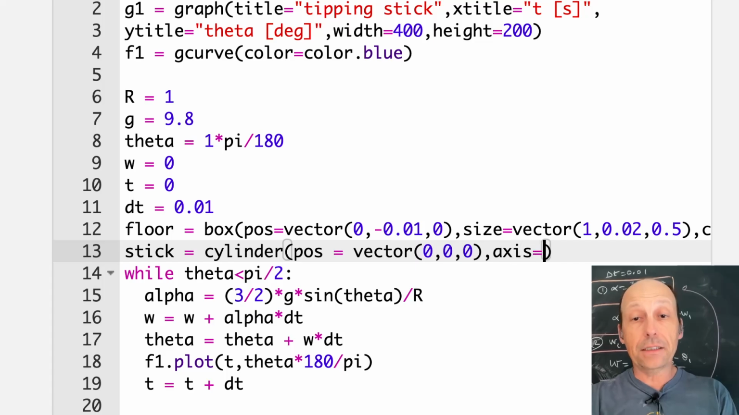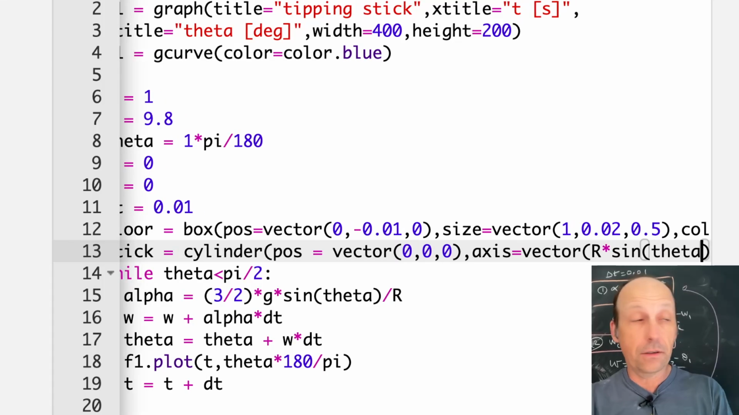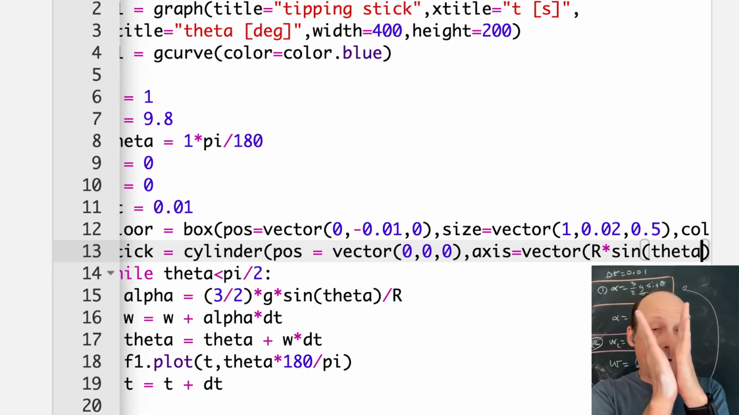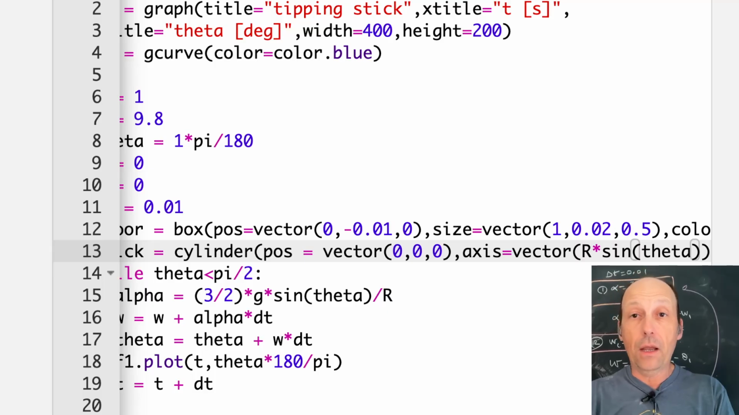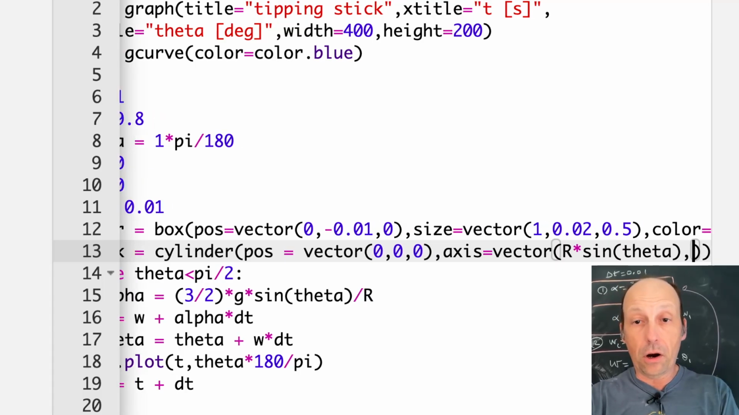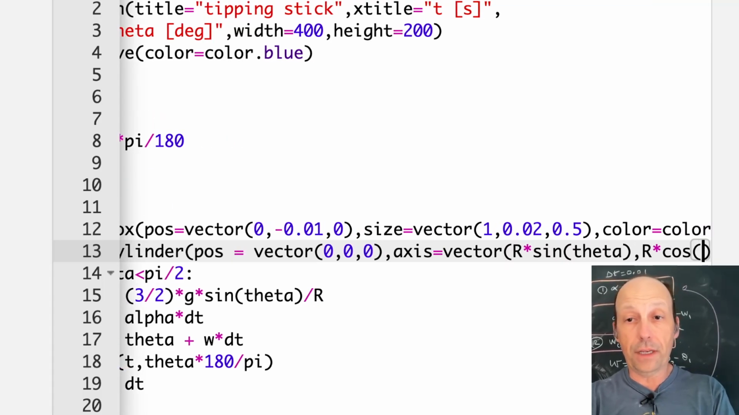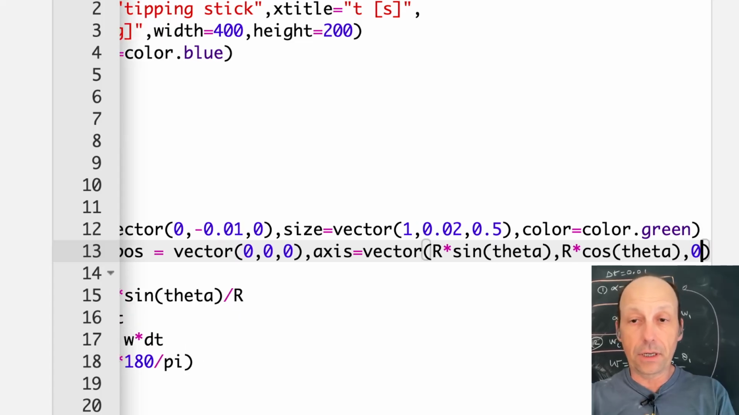The axis, I'm going to use my vector theta. So this is going to be a vector. The x component is going to be equal to r times sine of theta, right? Because I have my theta measured from the vertical. And then my y is going to be r times the cosine of theta. And then it's not in the z direction at all.